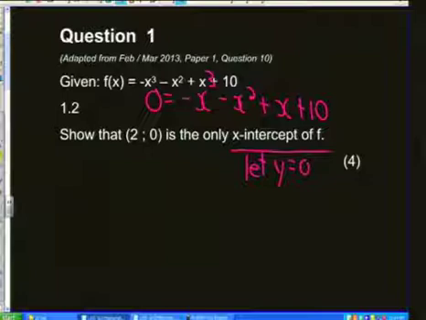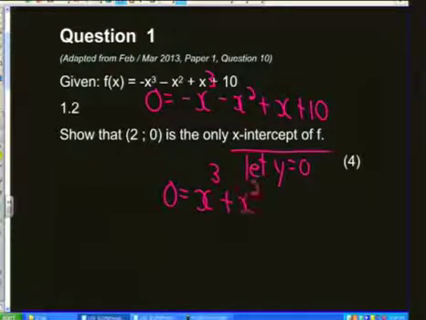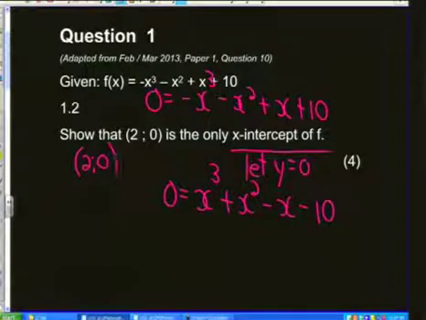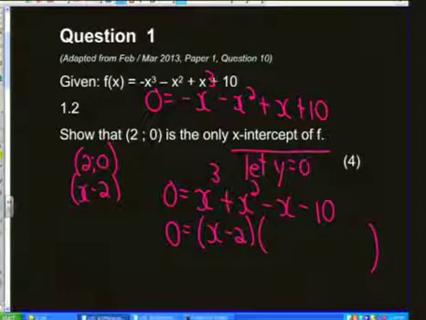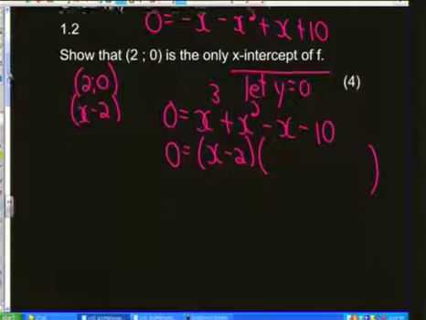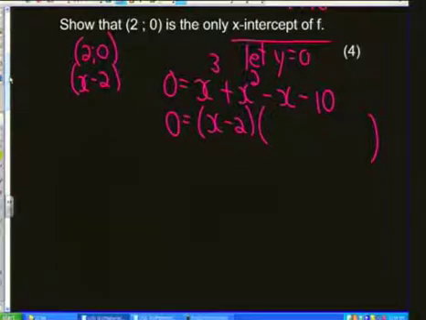Because that's the case, I can make it 0 equals x cubed plus x squared minus x minus 10. Now, if 2, 0 is one of the solutions, that means there must have been a bracket that read x minus 2. So this is going to be x minus 2, and what we need to do is find the rest of that. Now, what I want to say to you at this stage is there are many ways to find the rest of that.